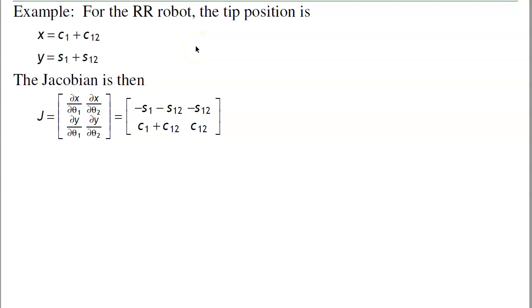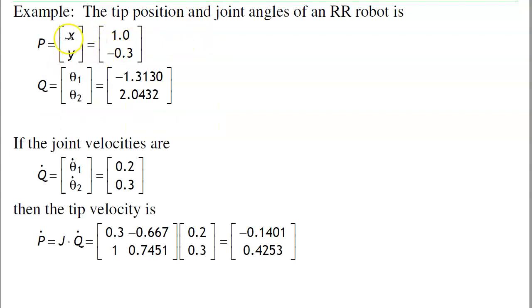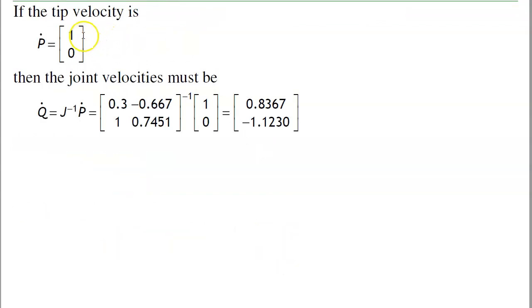For example, the RR robot we've been using, x versus y, the tip position is a function of theta 1, theta 2. The Jacobian then is minus sine theta 1 minus sine theta 1 plus theta 2, minus sine theta 1 plus theta 2, and likewise cosines. What that means is that if I have a given point and its joint angles, if I know the joint velocities, I can tell the tip velocity. So here's how the robot is moving in joint angles. This is how the tip is moving. Or, going the other way around, if this is the tip velocity, that's the joint velocities.